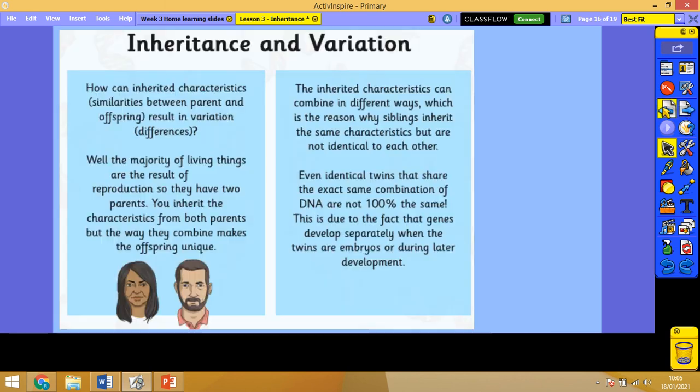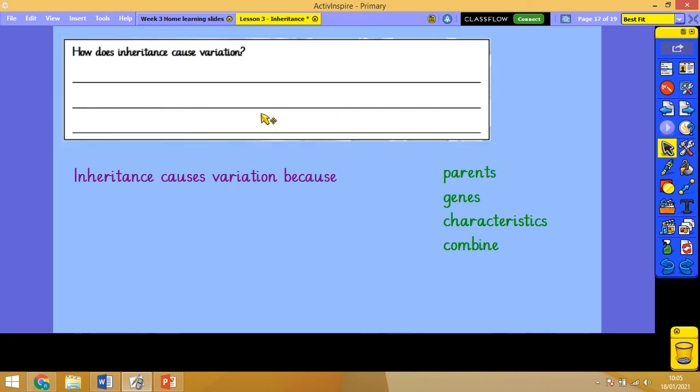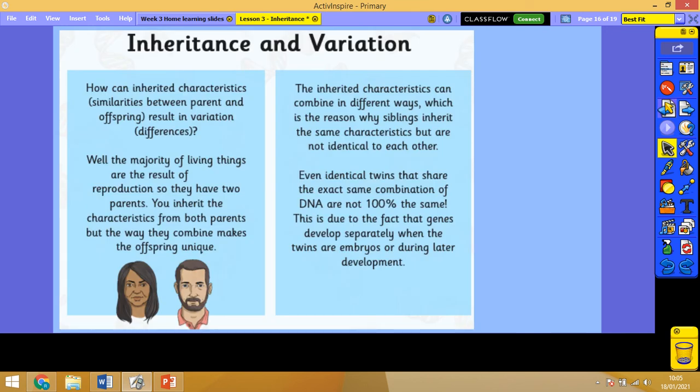So you might have to rewind. Well, I'll leave it on there. So I would start this with: inheritance causes variation because, and then you need to include some of these words: parents, genes, characteristics, and combine. I'll leave this up for you to help you write that. So pause the video and write that very quickly.